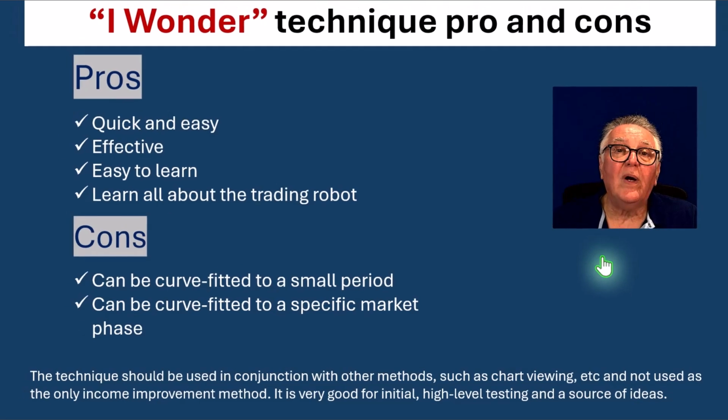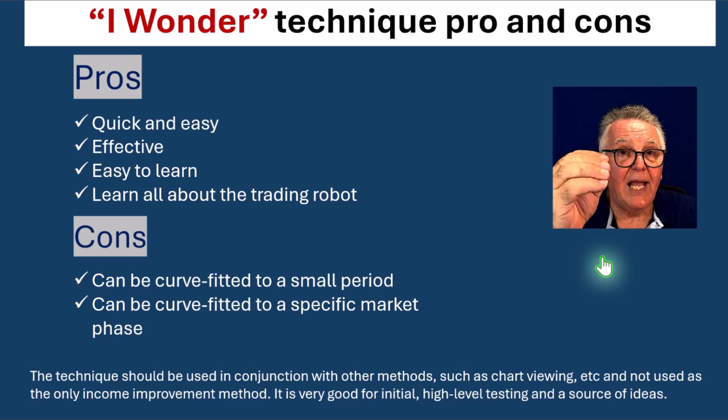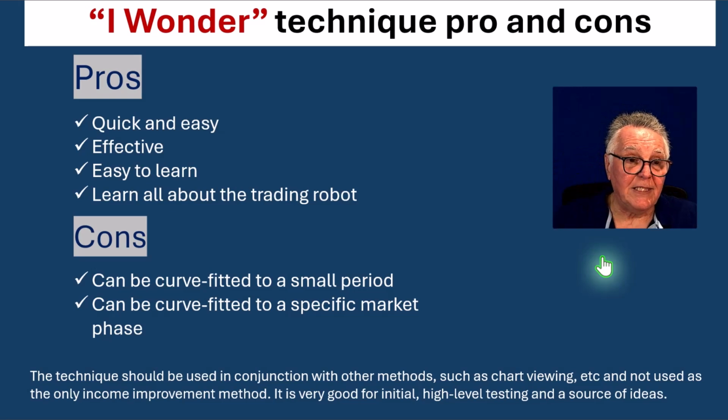The iWonder is quick and easy. You saw it was actually very quick. It took a long time because I was explaining things, but I can actually do these things in maybe a minute or two. It's very effective. It tells you which settings are the most sensitive and which ones are producing the best results, and you can then change your settings accordingly. It's a very easy process to learn. You've basically seen it step by step here. And it teaches you about the robot.